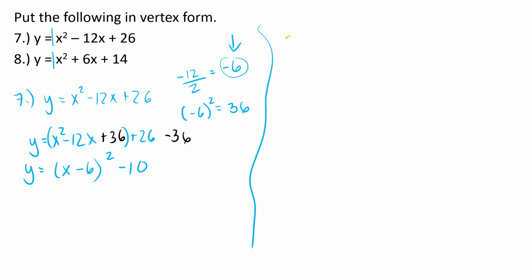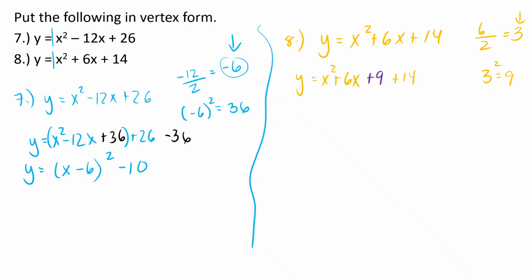Last but not least, for these problems, we have y equals x squared plus 6x plus 14. We're going to take that b value, divide it by 2, so we get 3. We're going to save that number because that means when we're all said and done, we're going to have x plus 3 all squared. So that's what that 3 is there for. We're going to square the 3 to get 9, and that's the number we're going to be adding and subtracting. So we're going to add the 9, and then we are also going to subtract the 9.